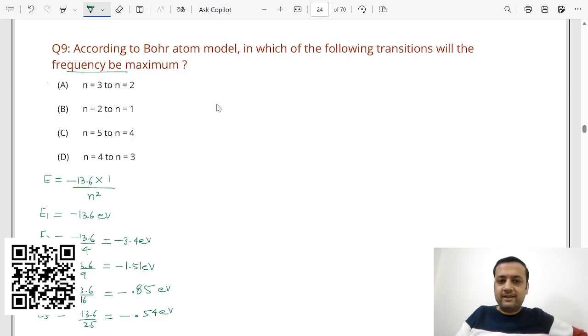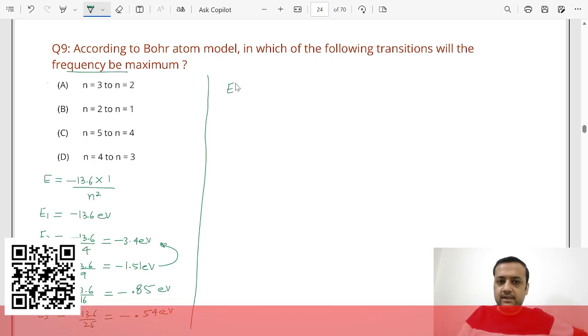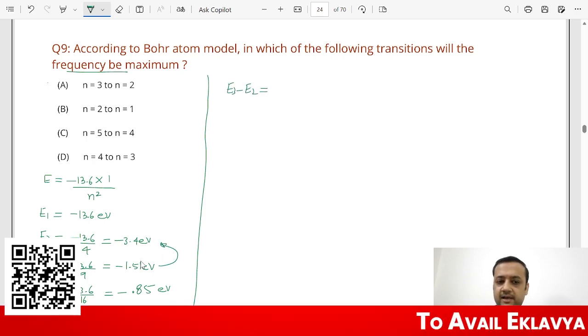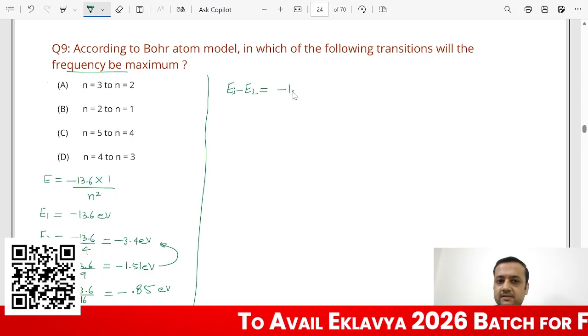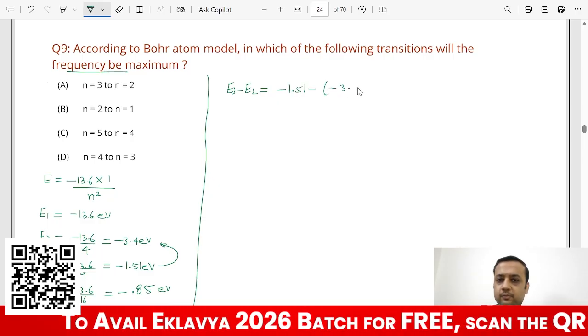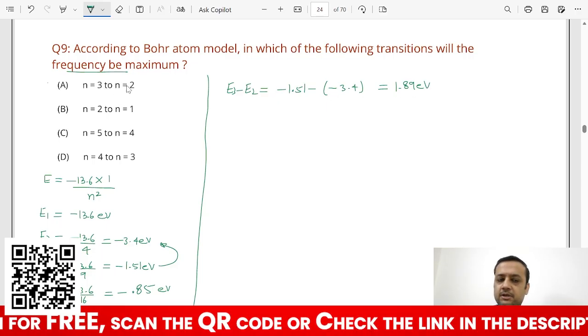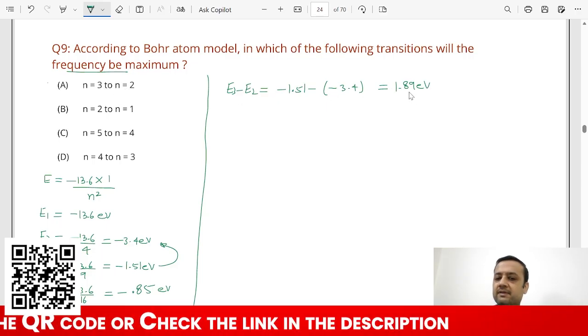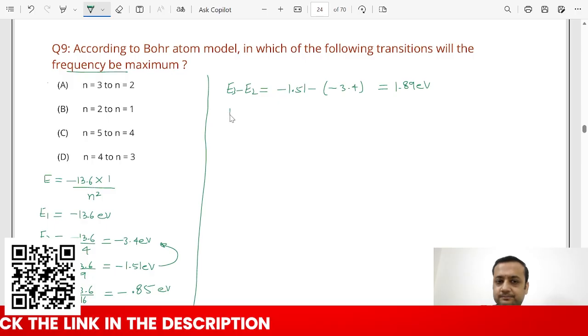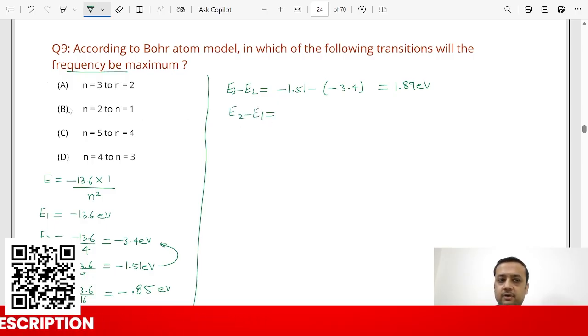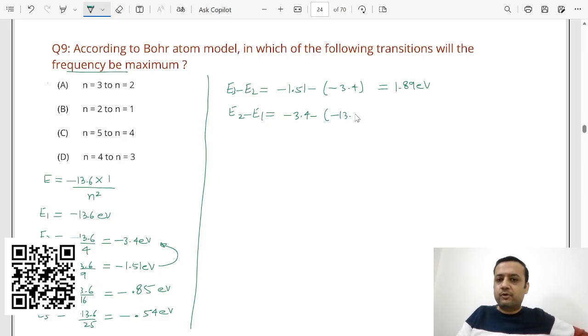Now when the electron jumps from 3 to 2, so E3 minus E2, we will have an energy of minus 1.51 minus of minus 3.4. So this is coming out to be 1.89 electron volt. So when the electron jumps from third to second, a photon of energy 1.89 electron volt will be released, right? Similarly, if you check E2 minus E1 for option B, E2 is minus 3.4 minus E1 which is minus 13.6. So this will become 10.2 electron volt.